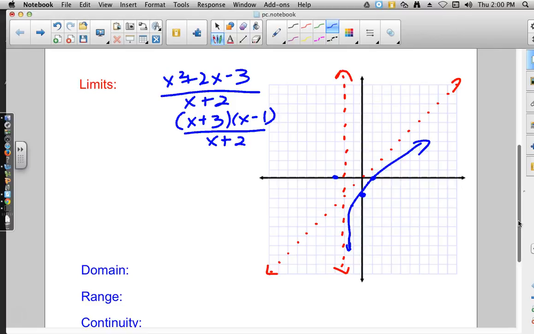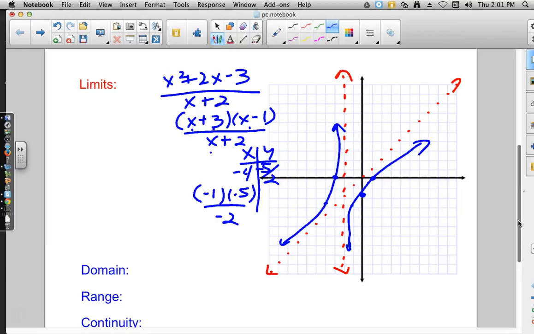But I might want maybe just one more point on the left-hand side if this is a test. So maybe I put -4 in and see what happens. -4 plus 3 is -1. -4 minus 1 is -5. And -4 plus 2 is -2. So we'll get 5 halves. So (-4, -5/2), of course. Now that's enough. And that's because I know that those asymptotes are going to work.